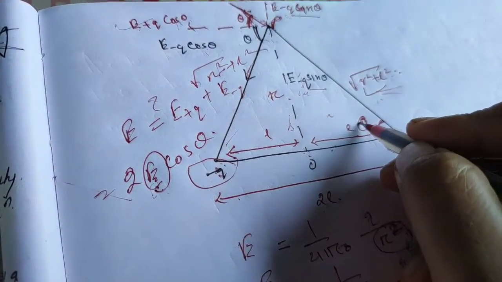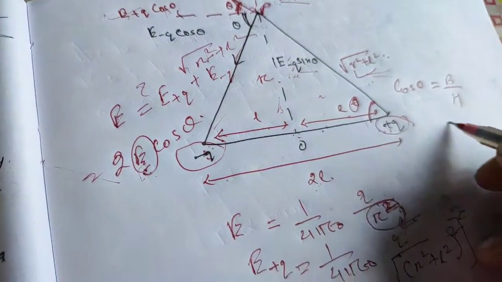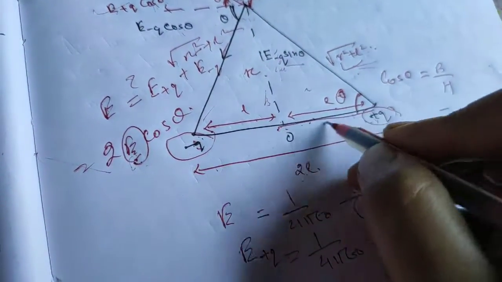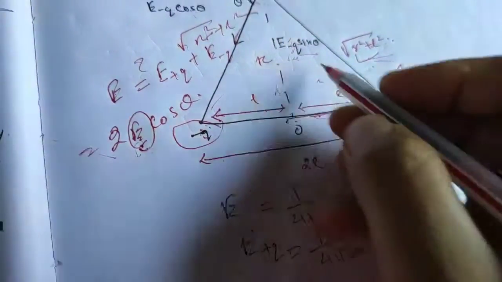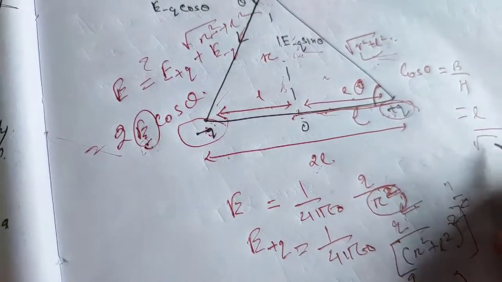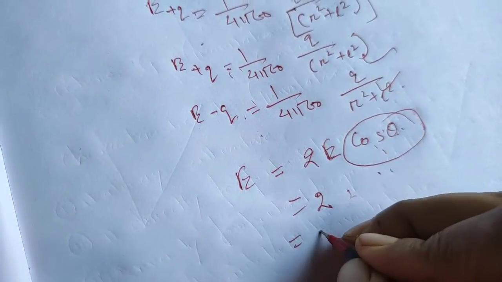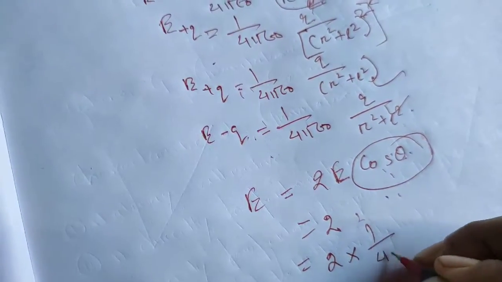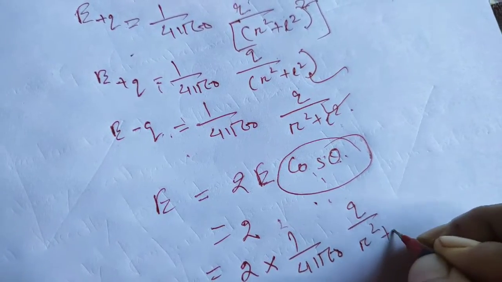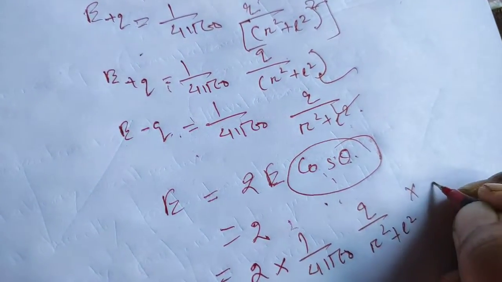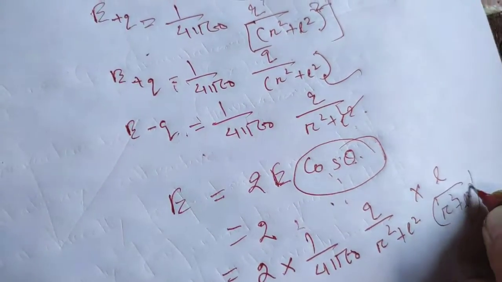Clear? If theta is the angle, cos theta is nothing but base by hypotenuse. What is your base, my dear? In this triangle, this is the base, L. So you write L. What is your hypotenuse? That is root over r square plus L square. Clear? So I can write 2E, that is 1 by 4 pi epsilon naught, Q upon r square plus L square, into cos theta, which I have got as L by (r square plus L square) to the power half.